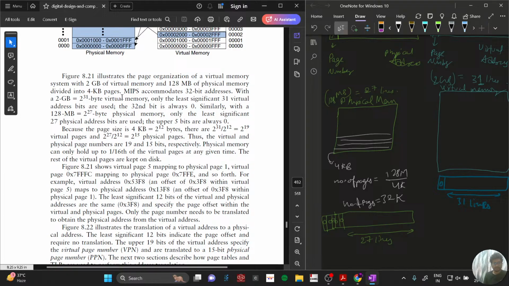Both the physical and virtual memory are divided into pages. With 12 bits of offset, I have 2 power 19 virtual pages and 2 power 15 physical pages. 2 power 15 is nothing but 32K. Thus virtual and physical page numbers are 19 and 15 bits respectively.